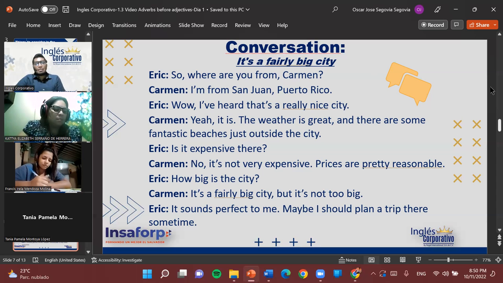Pero si no, también puede significar bastante, sí. Fairly big se refiere a bastante grande. So it's a fairly big city. Es una ciudad bastante grande. Si yo pregunto, por ejemplo, for Toyota Corollas, they are fairly abundant in El Salvador. Entonces, los Toyota Corollas son bastante abundantes en El Salvador. So fairly es, básicamente se va a referir a eso, ¿verdad?